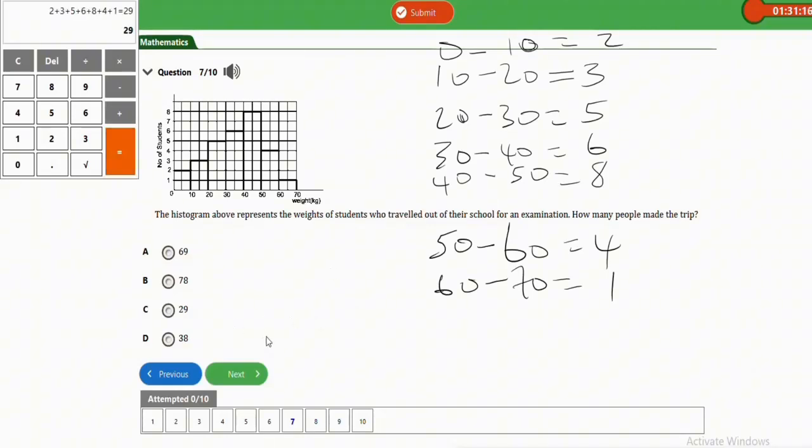So the correct option is option C, 29. 29 students made it to the trip. Alright, so that's it for this question. Let's wipe this and solve the next repeated question.